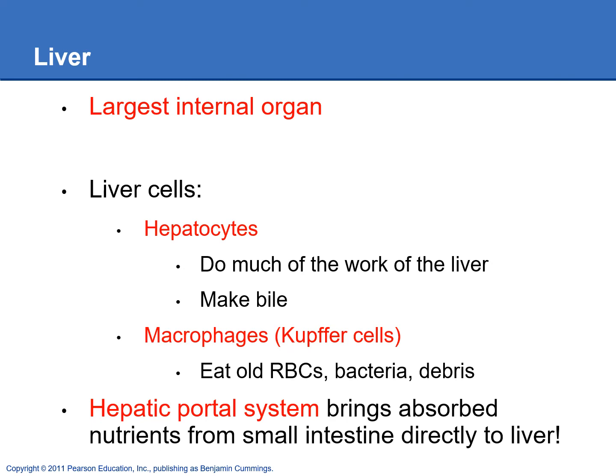They're a type of white blood cell that are phagocytic. They will eat red blood cells that are old, any bacteria that might have come through from the intestines, and any debris. So they're kind of like the cleaners. And then we also have the hepatic portal system, which is really important because that ensures that the liver gets first crack at the carbohydrates and proteins that you're absorbing from your food.